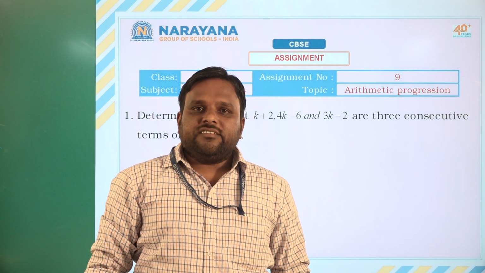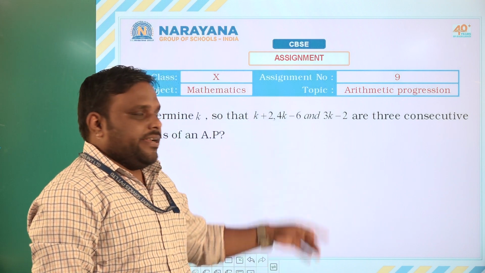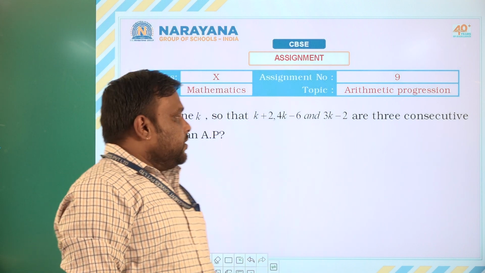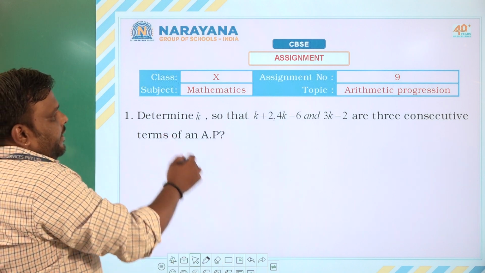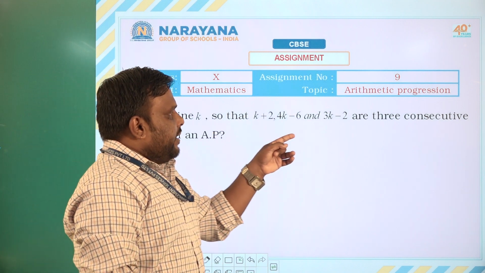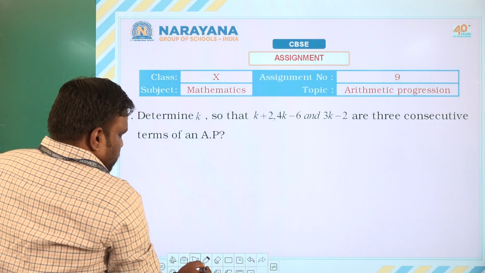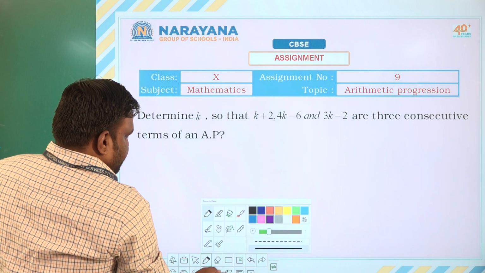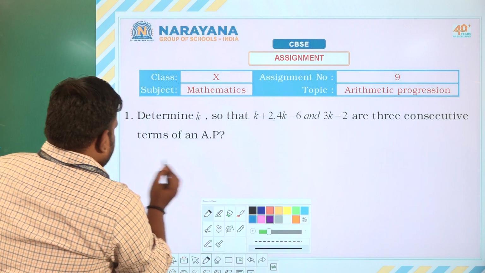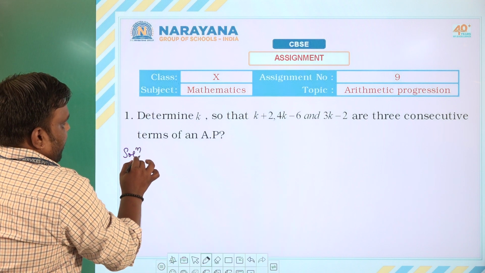Today we are going to discuss assignment number 9 based on arithmetic progression. So let us start with question number 1. Determine k so that k plus 2, 4k minus 6 and 3k minus 2 are 3 consecutive terms of an AP. So we have to just find out the value of k.